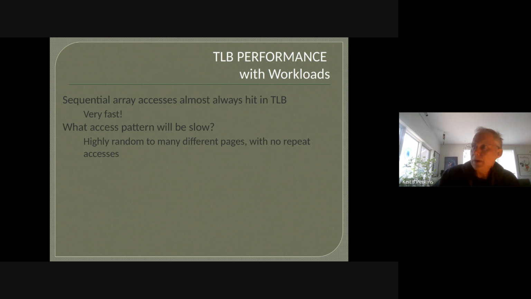Super fast. Now, if you have a super random access pattern where you're accessing memory in a random way, that has the potential to perform poorly. But if your TLB is large enough, it will also perform well because you just keep adding TLB entries, and eventually you have a TLB entry for all of these random pages you're accessing. And from that point on, you get TLB hits. But it depends on if your TLB is large enough.